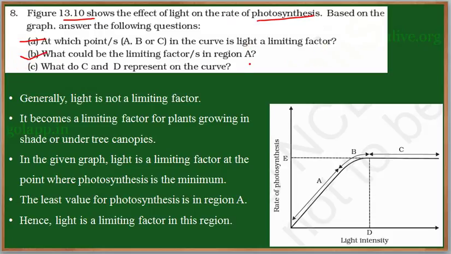What could be the limiting factor in the region A? What do C and D represent in the curve?